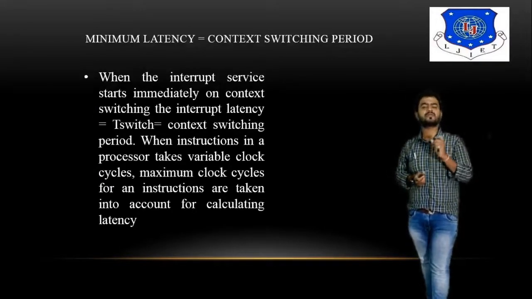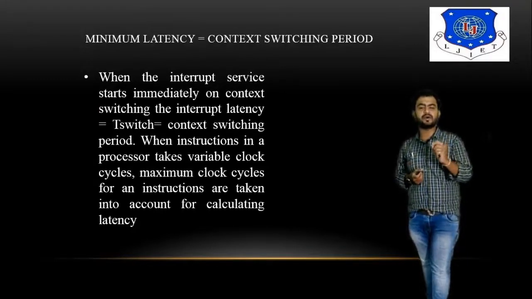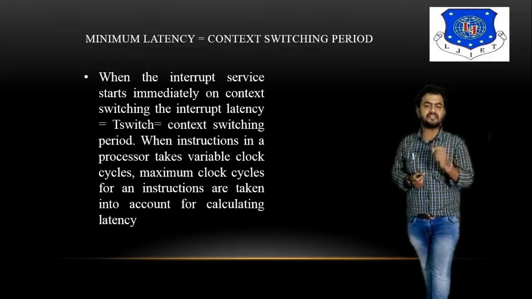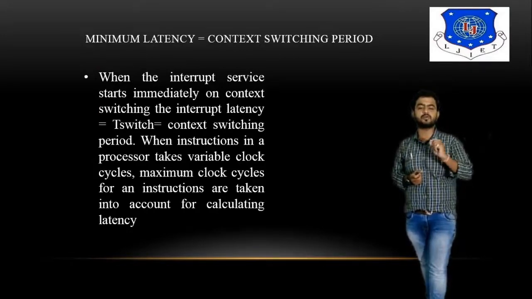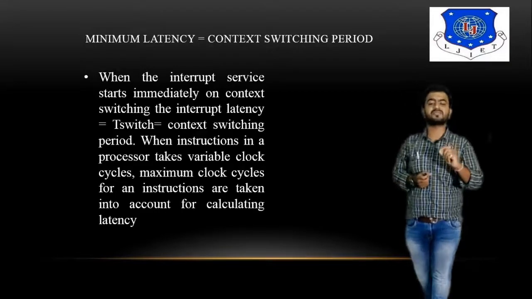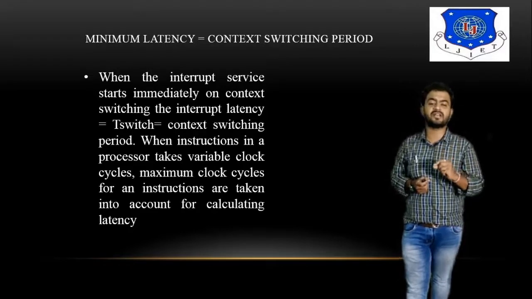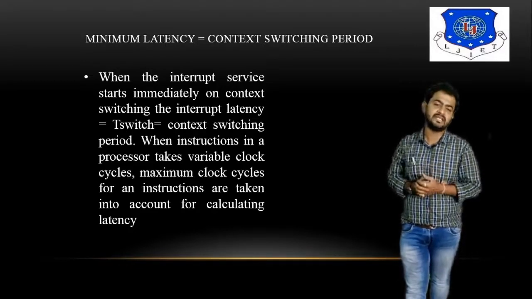Minimum latency is equal to the context switching period. When the interrupt service starts immediately on the context switching, the interrupt latency is equal to T_switch, which is equal to the context switching period. When an instruction in the processor takes a variable number of clock cycles, the maximum clock cycles for the instruction are taken into account for calculating the latency.